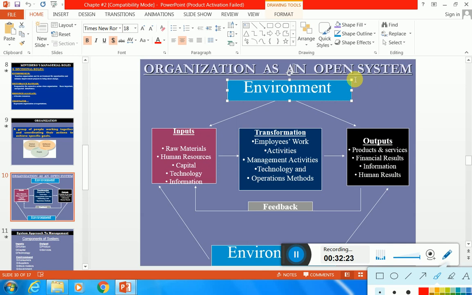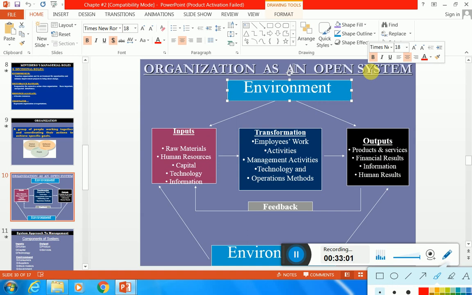Every organization that is interactive with the external environment, such an organization is known as an open system. Mostly market oriented organizations, product oriented organizations, or services oriented organizations are all open systems.